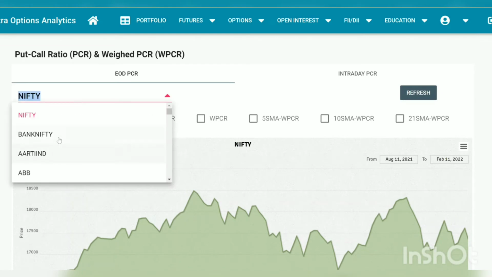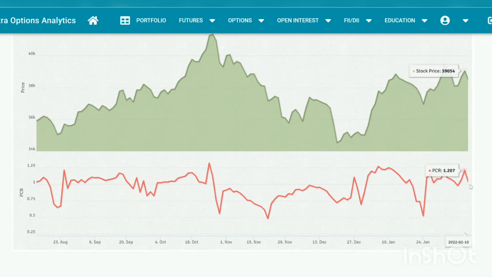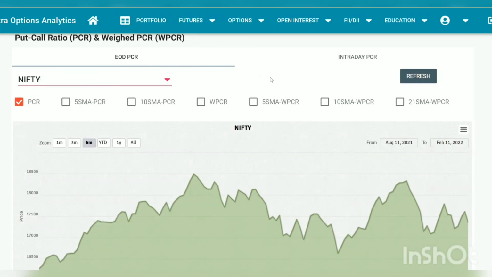Let's say for Bank Nifty, what's the PCR ratio? Yeah, it also has that, it is 1.0. But I generally look at Nifty only, not any other stock. Yeah, this is about the put call ratio.